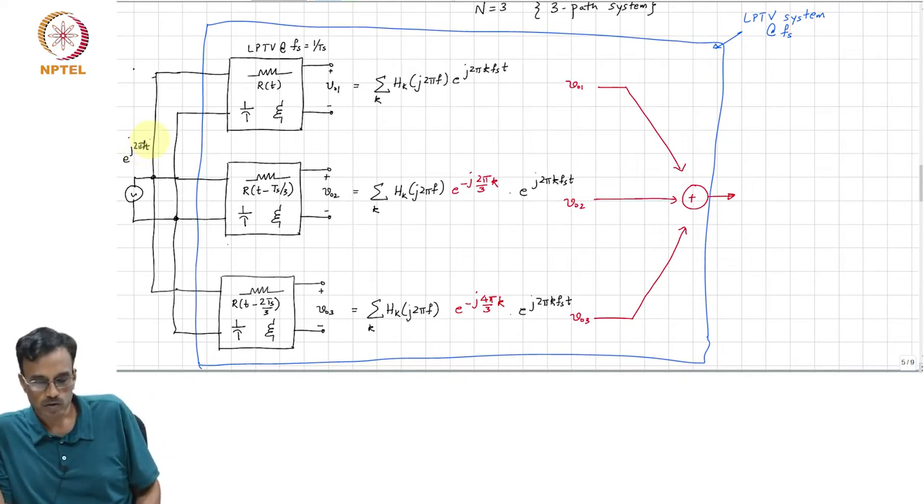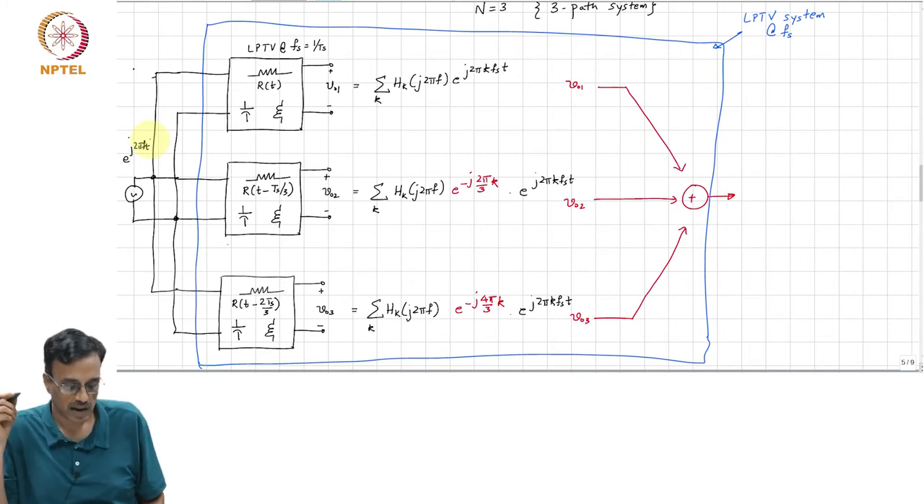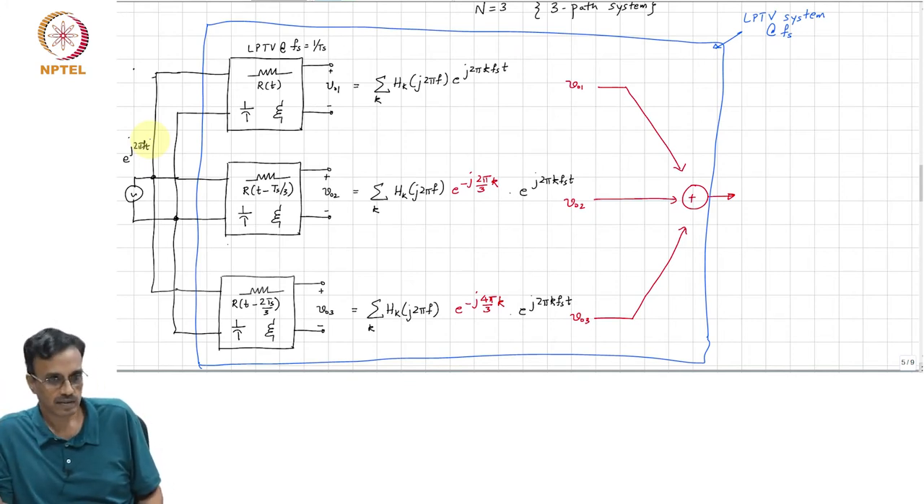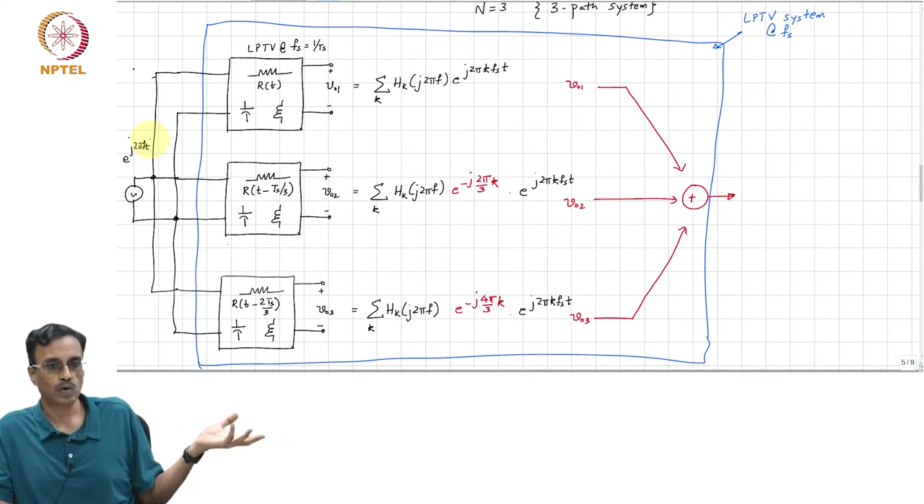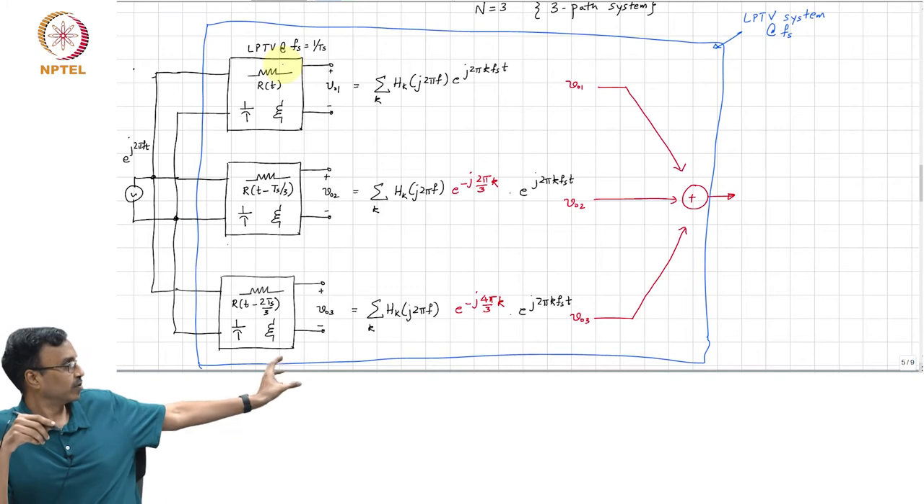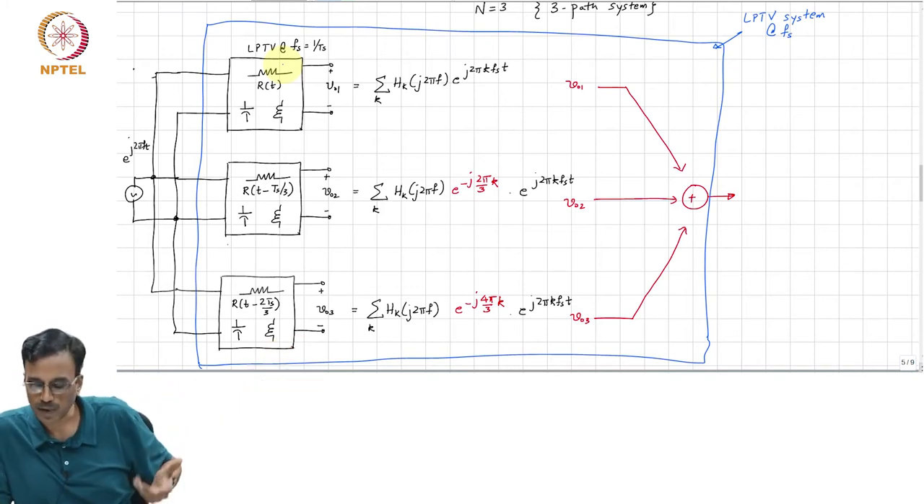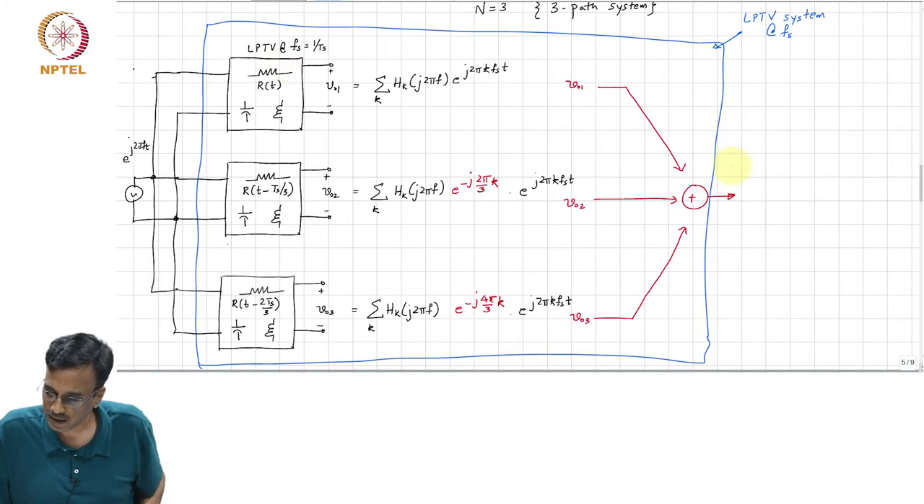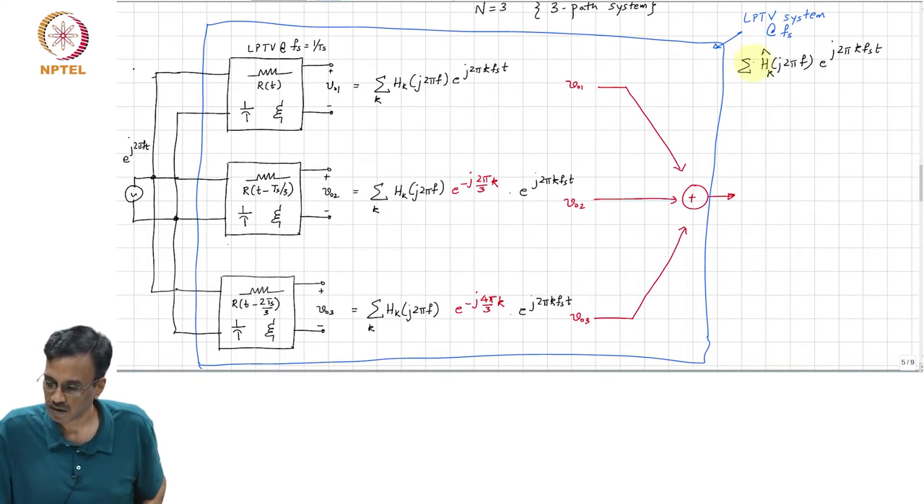So, this is an LPTV system which varies at fs, and I have an input, and a reasonable question to ask is what are the harmonic transfer functions of this LPTV system. Clearly, they must be related to the harmonic transfer functions of the individual boxes inside, and let us find out what they are. Let us call this H hat of j 2 pi f k e to the j 2 pi k fs times t, that is this output here.